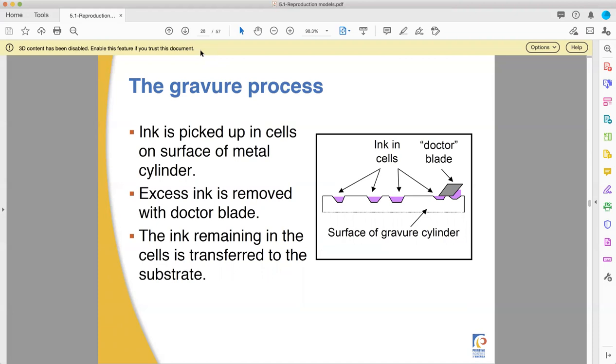The pre-measured amounts of ink allow for very little dot gain, very little slop, very little spread out. It all just goes exactly where it's supposed to go. Again, why they use it for things like high quality magazines.